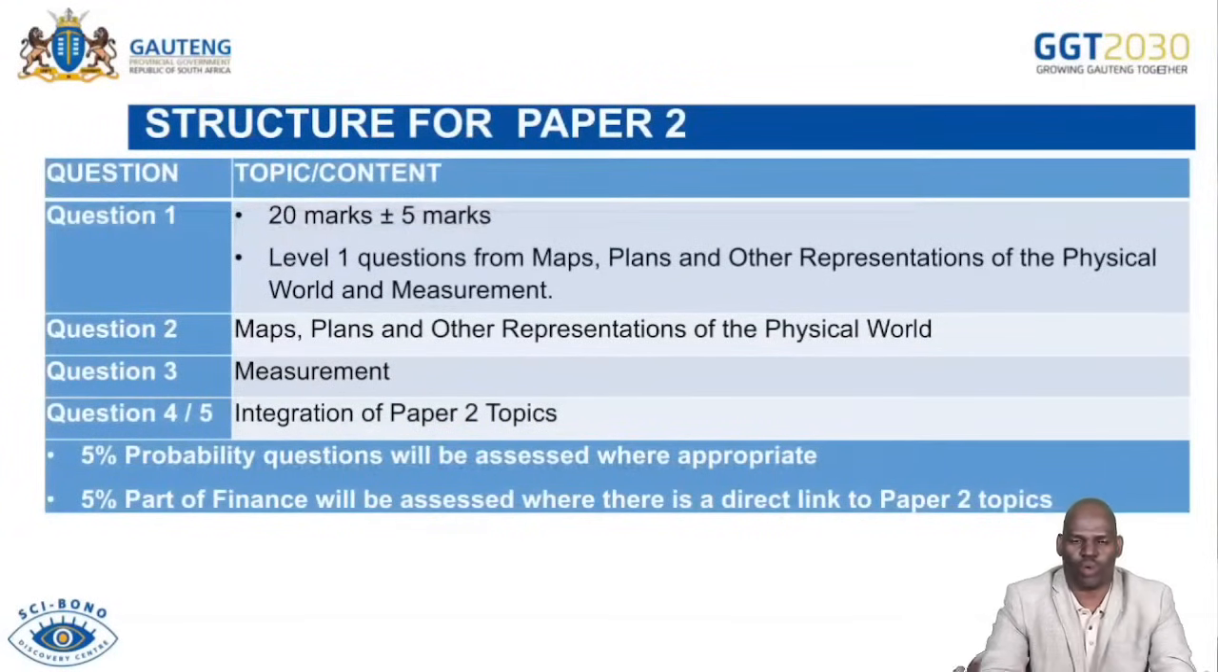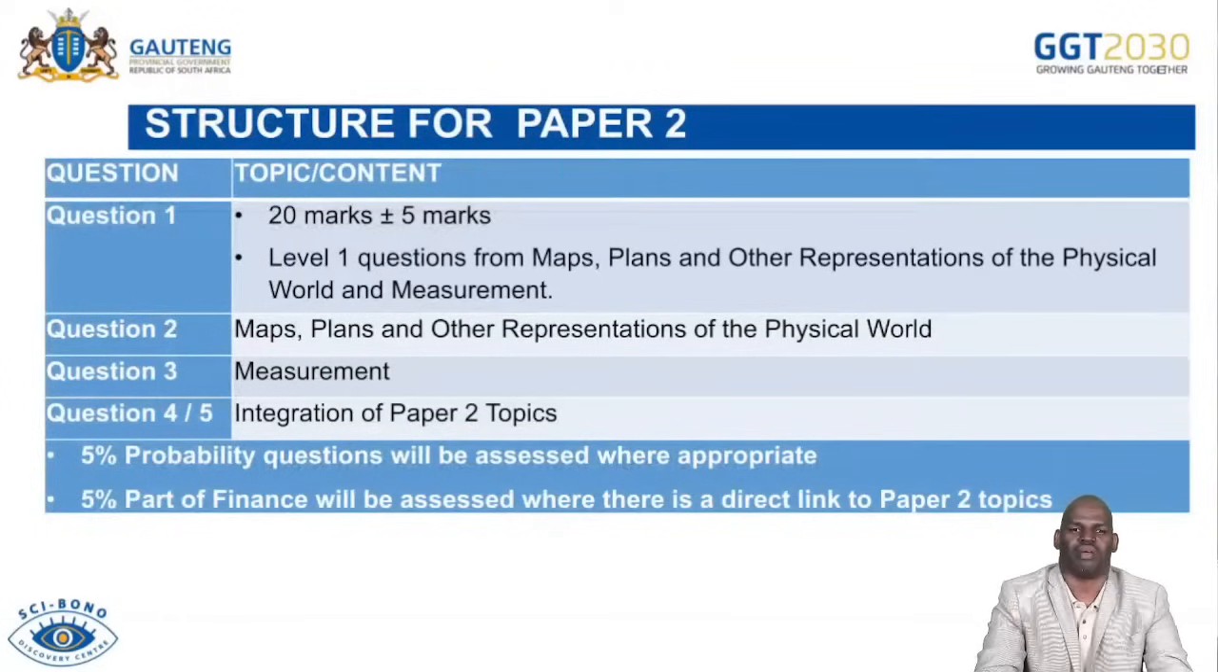The structure of the question paper, boys and girls. Now, in paper 2, the same as in paper 1, you must expect about 4 questions, if not 5. That will be question 1, question 2, question 3, question 4, and then they might also add question 5.